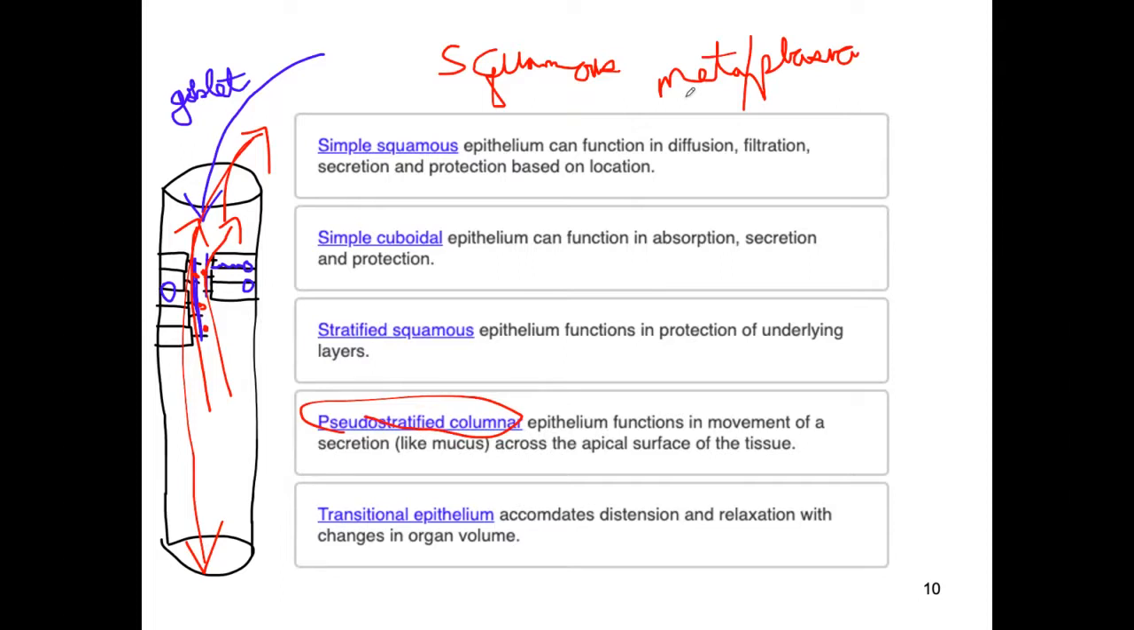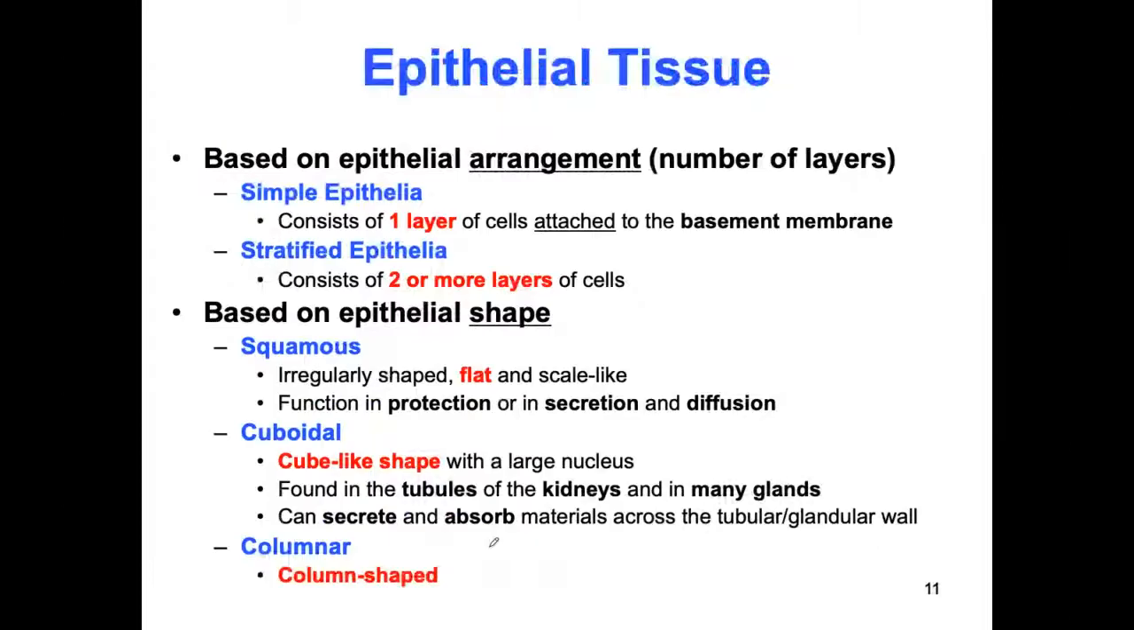So that's pretty neat. And then the transitional epithelium, that accommodates distension, like a distended bladder or a relaxed bladder, right? It accommodates the distension and relaxation with changes in that organ volume. So the epithelium, again, to review, we can name it by the number of layers. Does it have one layer? We call it simple. If it has two or more layers, we call it stratified.